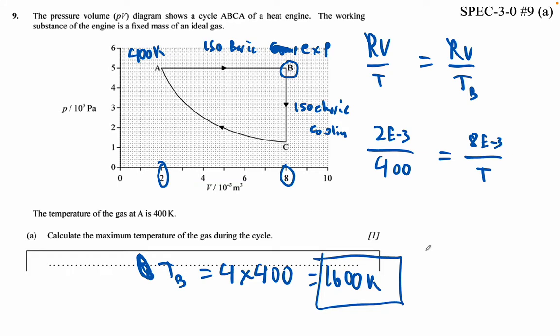Another way to do it, too, is you can actually use PV as nRT. If you love the ideal gas law, since at A, they tell you the temperature, you can find the moles, and then you can use the same equation to find the temperature anywhere. It's up to you. You don't have to do that. That seems like more work.